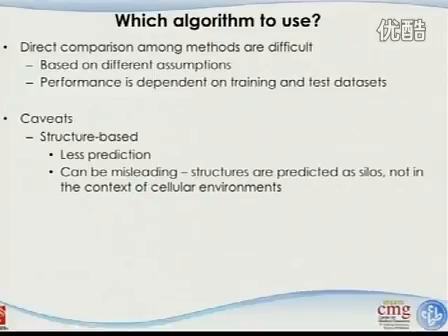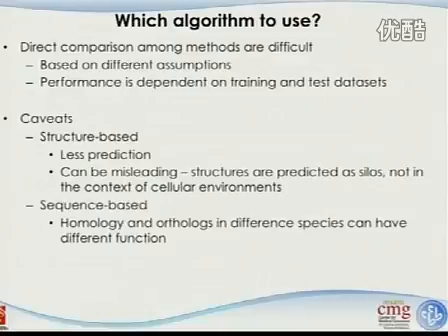For the structure-based method, it's the least prediction. The reason is we have a very limited amount of structures available in the database. So your prediction sometimes is just not included. And it can be misleading as well, because structures are predicted as silos, not in the context of cellular environments. We know that when people in the lab do the protein structure identification, they really do those in the tubes, and it's really outside of the cellular environment. Sometimes that misinformation can be really misleading.